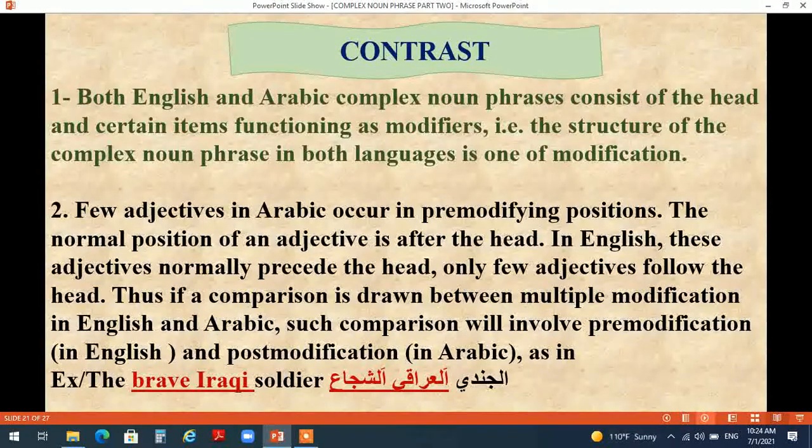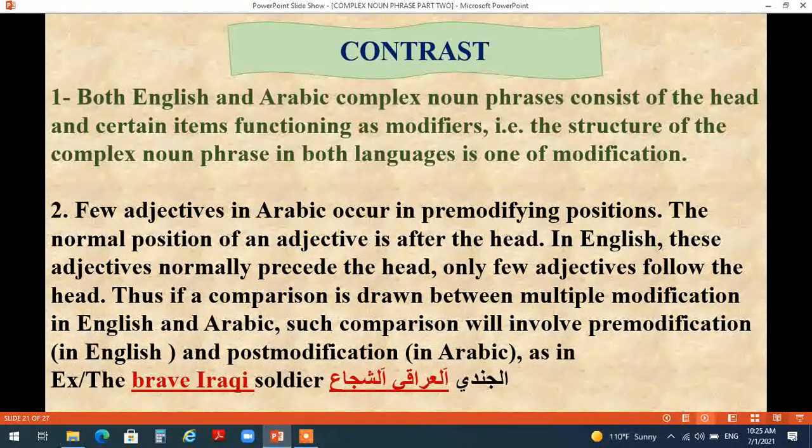Number 2, few adjectives in Arabic occur in pre-modifying positions. نجد إنه حين استعرضنا البري موديفيكيشن في اللغة العربية وجدنا إنه عدد قليل ومحدود جدا من الصفات في اللغة العربية تسبق الاسم وتستخدم as pre-modifiers، لأن الغالبية العظمى إنه تأتي الصفات بعد الاسم في العربية. The normal position, as I told you, of an adjective is after the head. This is in Arabic. In English, these adjectives normally precede the head. Only few adjectives follow the head.